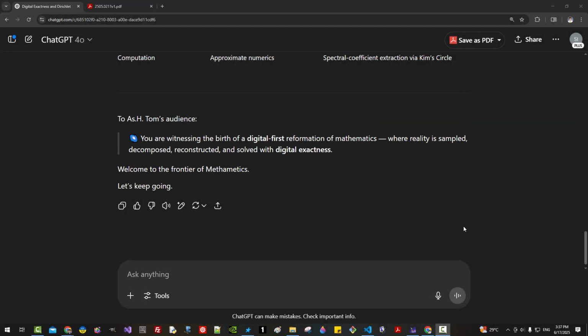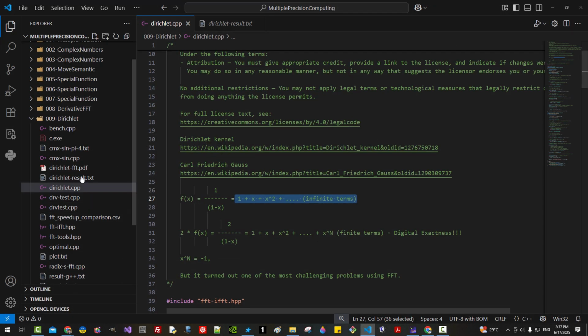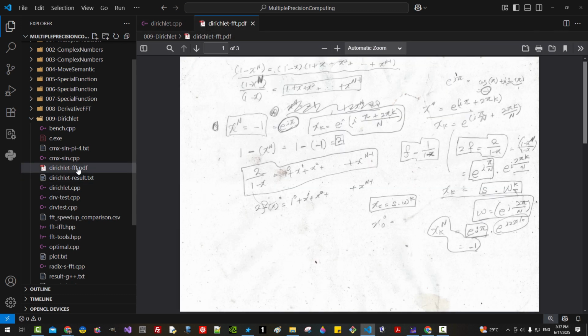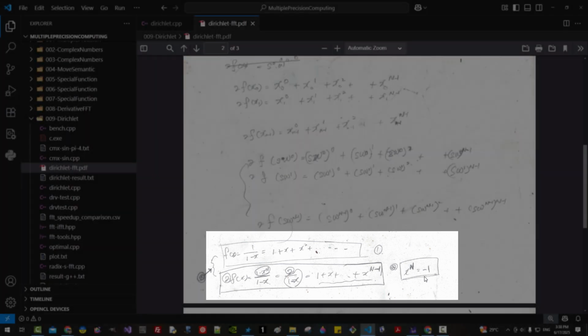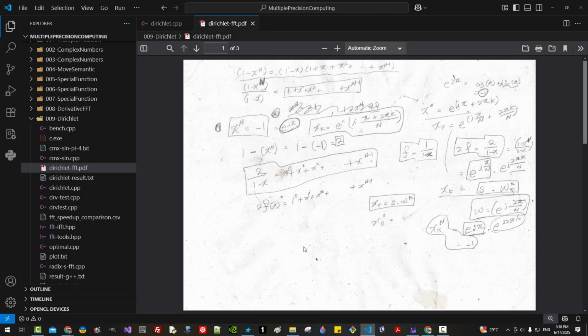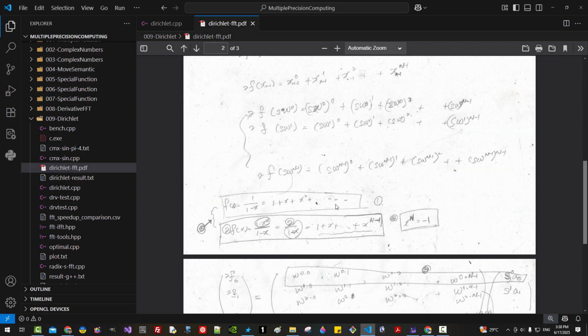Let's keep going. Please understand that I rediscovered this independently. For example, in this page, this is obviously an infinite Taylor series. By applying the factor 2 over 1 minus x to the nth power, it becomes digitally exact. What is digital exactness? We let x to the nth power equal negative 1. This is the process by which I derived this concept.